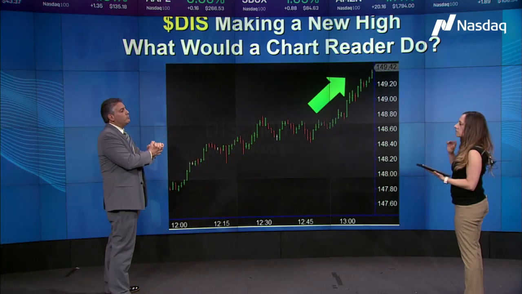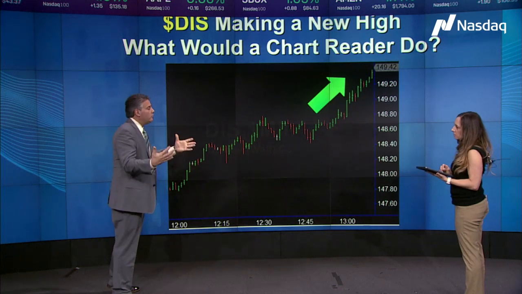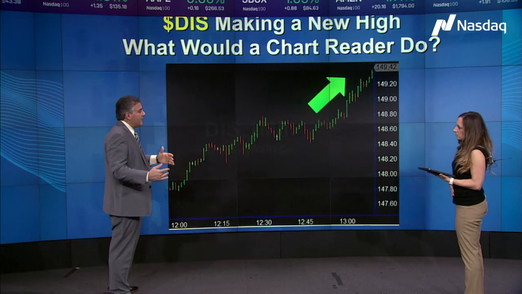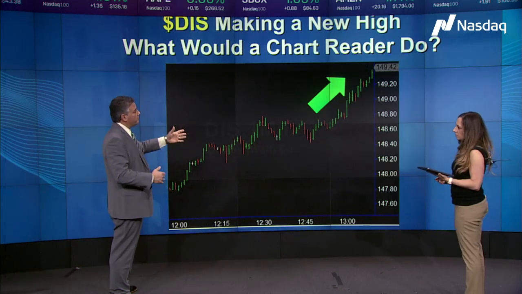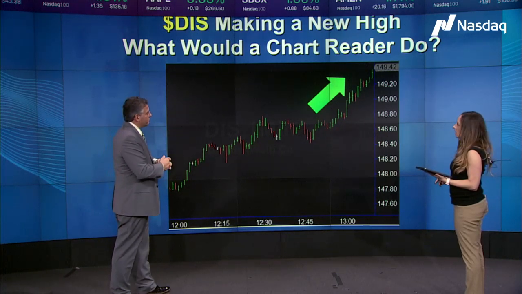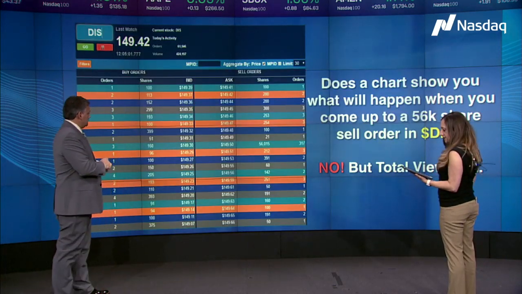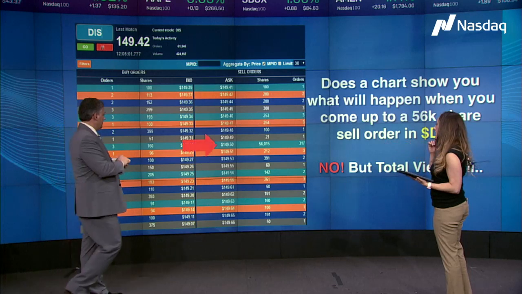Well, the question everyone always asks is, when do I get out? Where are the resistance levels? When do I take a profit? The only thing that makes that is sellers. You can't see that on a chart, but when you go to TotalView, which you go to on the next slide, TotalView is telling us that story. We could click through one more time.